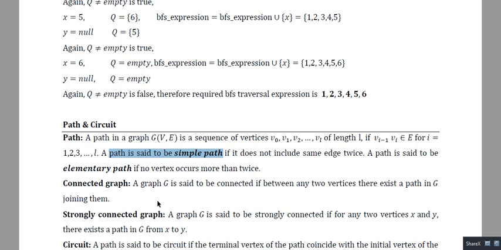Now next is the connected graph. A graph G is said to be connected if between any two vertices there exists a path in G joining them. And a strongly connected graph means that for any two vertices x and y there exists a path in G from x to y.